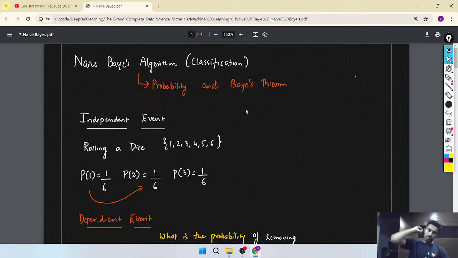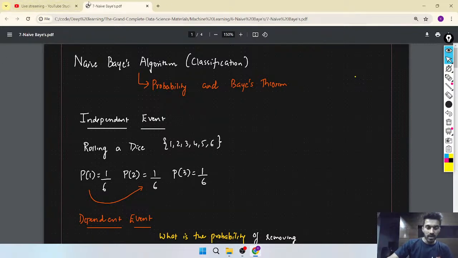What is the meaning of the name naive Bayes? Naive Bayes works well when your data has independent variables with no correlation. If your data has no correlation, or we can say independent features, then your model will work perfectly well.